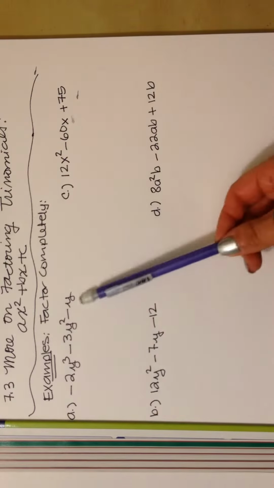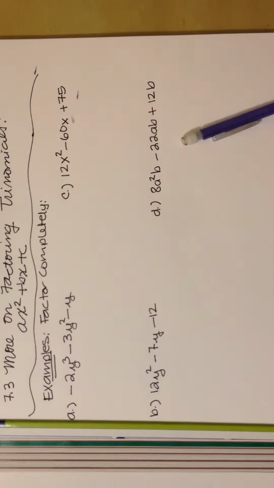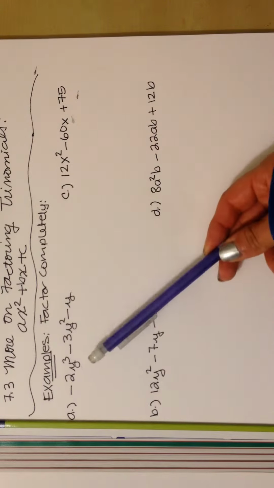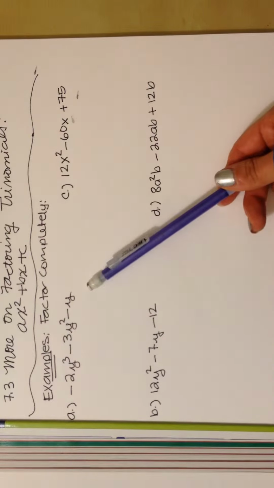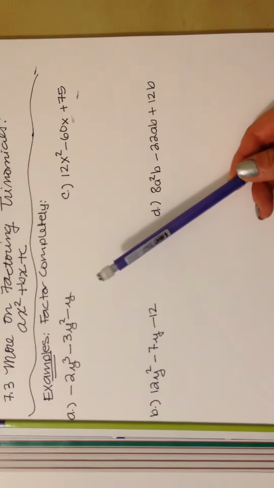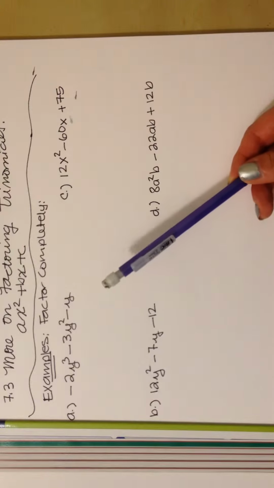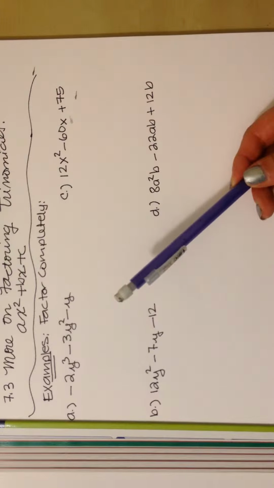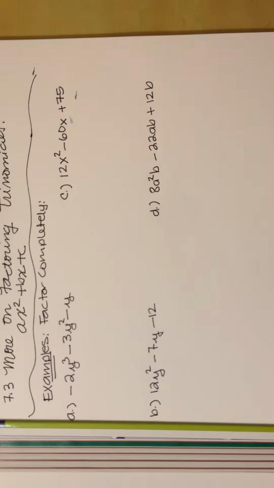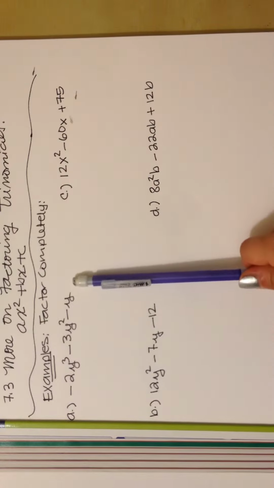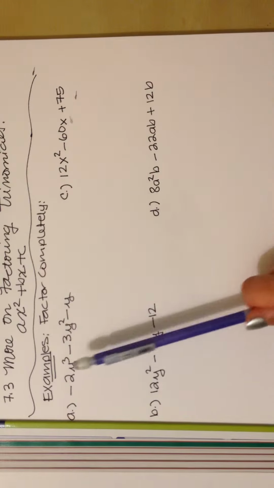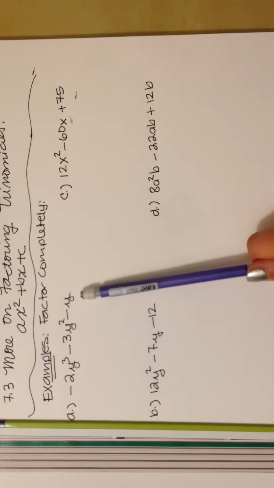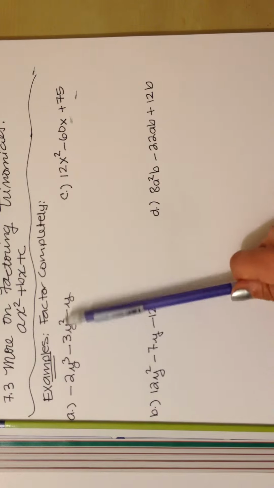So if I look at my four examples here, the order would be largest exponent to smallest exponent. For the most part, your trinomials will be in order. Sometimes they could be out of order, so you want to make sure you put them in order. Let's start with A. We want to factor completely. Like I said, the order is correct. Largest exponent to smallest, 3, 2, 1.